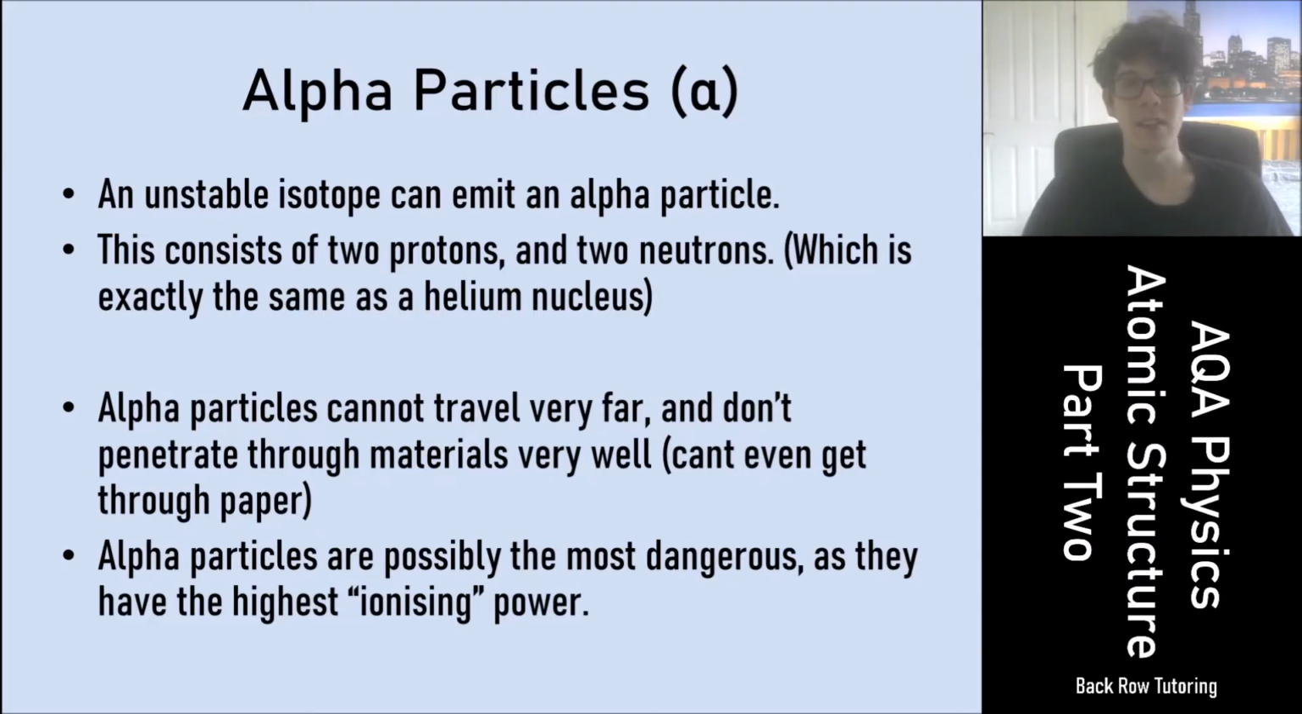So alpha particles don't travel very far, although they are possibly the most dangerous because they have the highest ionizing power. Remember, ionization is where you knock electrons out of the shells, or you might even gain electrons, and alpha particles are the most dangerous in terms of ionization power, because they do the most ionization.